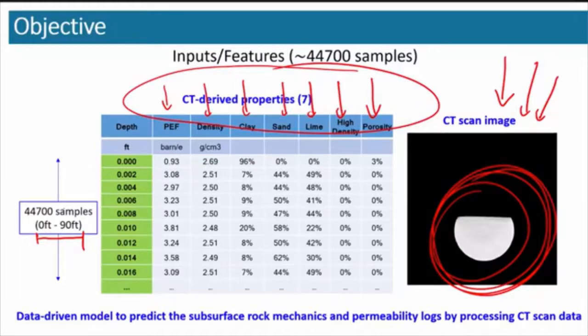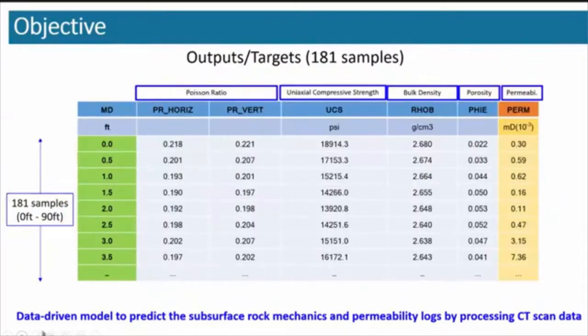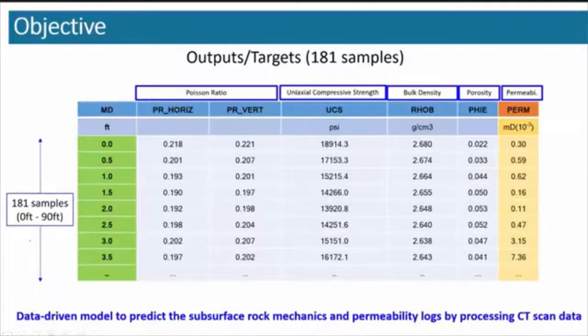So we have a very high resolution measurement in the lab. The problem is when we go to the subsurface. Let me show you the data that we have in the subsurface. In the subsurface, we have only 181 samples over the 90 feet, which means every 0.5 feet we have a measurement.